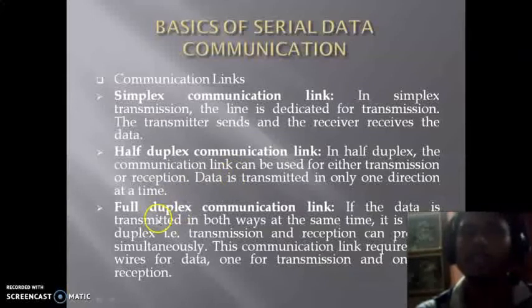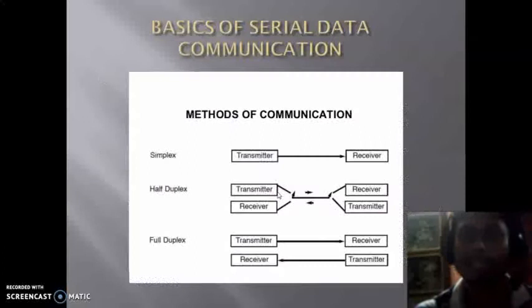But in full duplex communication, data is transmitted in both ways at the same time. Transmission and reception can proceed simultaneously. This communication link requires two wires for data, one for transmission and one for reception. So these are the three communication links.